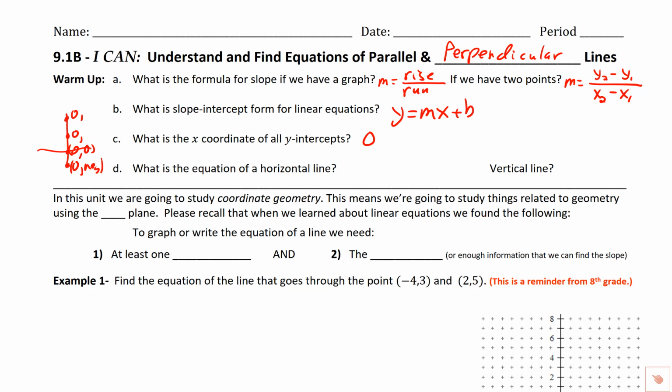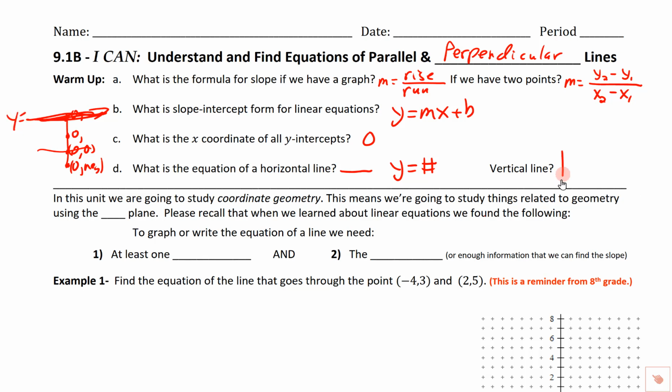Now, reminder, what is the equation of a horizontal line? Well, horizontal, like the horizon, is perfectly flat. And that's going to be y equals a number. And the reason for that is if we come over here and we draw a horizontal line, it's going to cross through the y-axis at that point right there. So this is y equals a number.